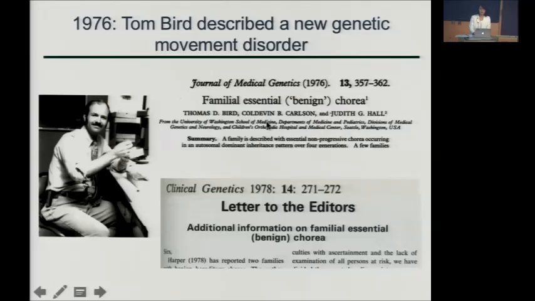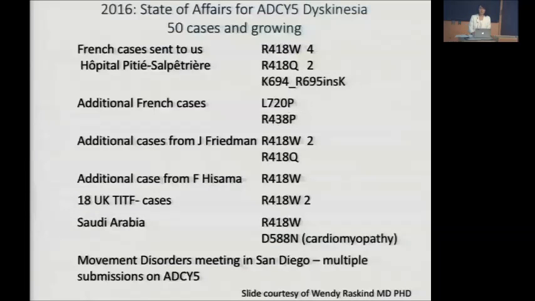But he called it that to distinguish it from a neurodegenerative fatal chorea like Huntington's chorea. And for 40 years, people thought this was the only family that had this, until the causative gene, ADCY5 mutations, was discovered in 2012. And so that basically enabled people to recognize that many patients had this disorder.